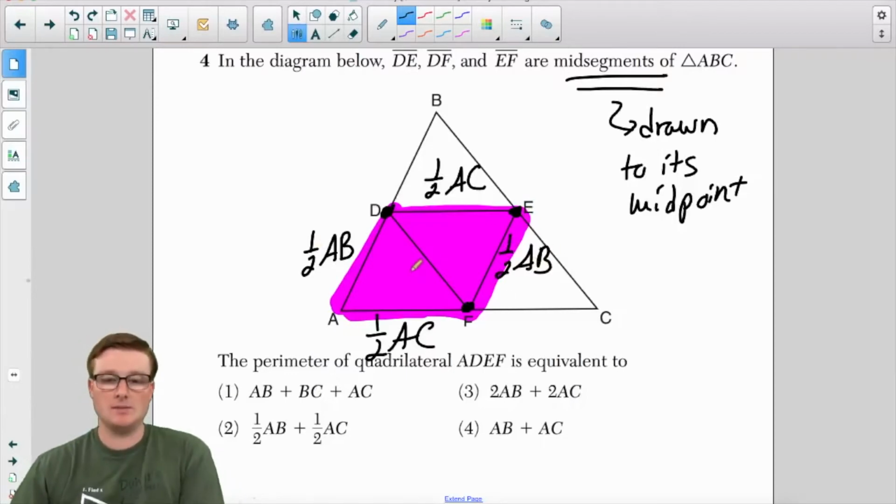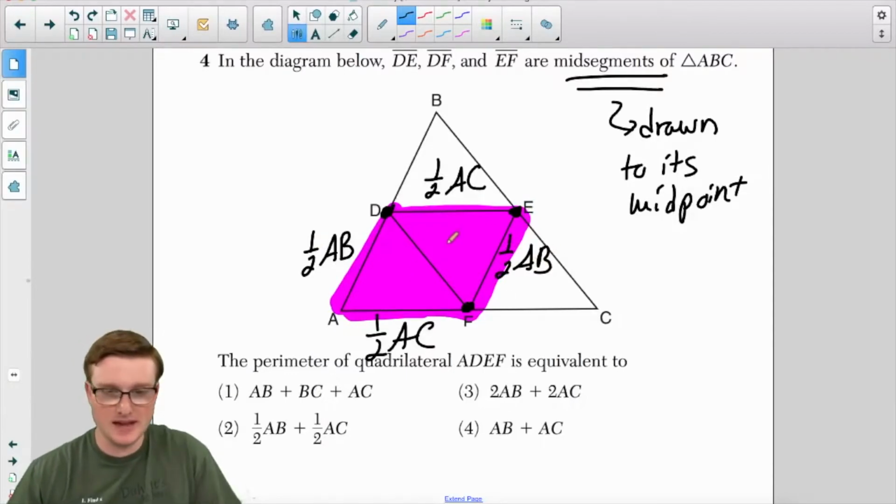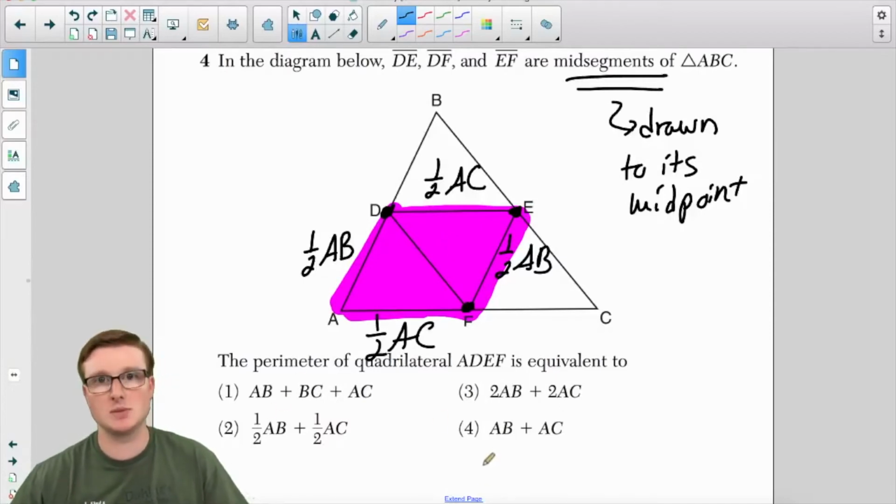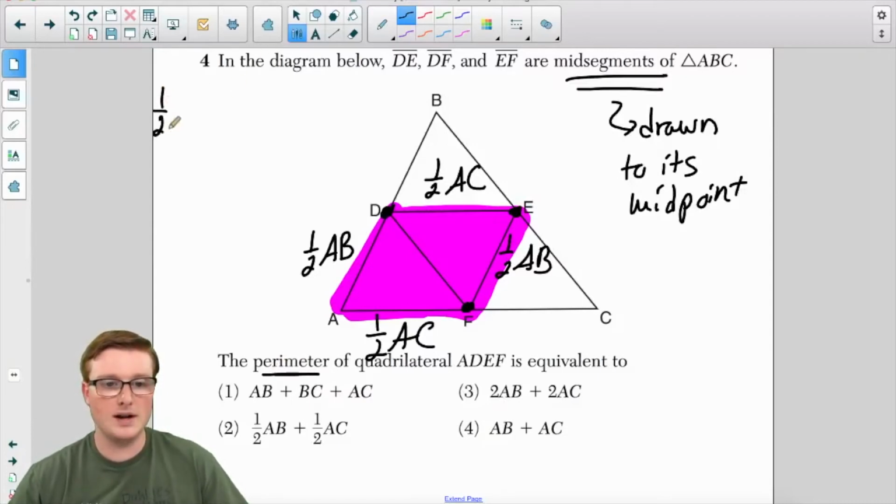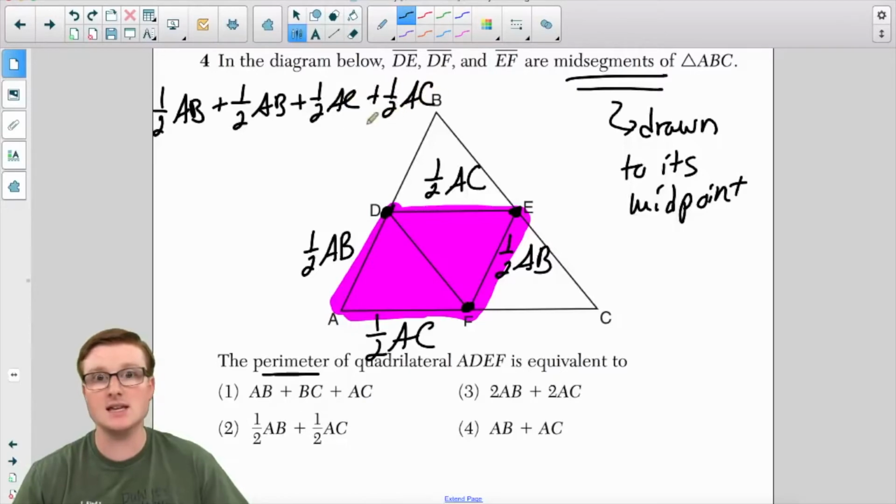And the reason why I'm telling you in terms of AC and AB is that the answers are in terms of AC and AB. The perimeter of this quadrilateral, well, perimeter means add up all the sides. So take 1/2 of AB plus 1/2 of AB plus 1/2 of AC plus 1/2 of AC.